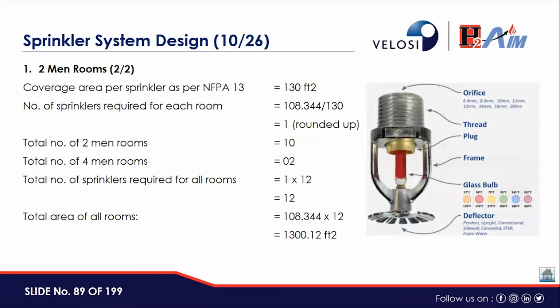Width was 7.09. So area, length into width, we got the area in feet square. As per NFPA 13, the coverage area per sprinkler is 130 feet square. So dividing the total area of a room by this, we will end up with the number of sprinklers required for each room. Total number of 2-man rooms were 10. Total number of 4-man rooms were 2. So total number of sprinklers required for all rooms were 12, 10 plus 2, because for each room, 1 sprinkler was required.